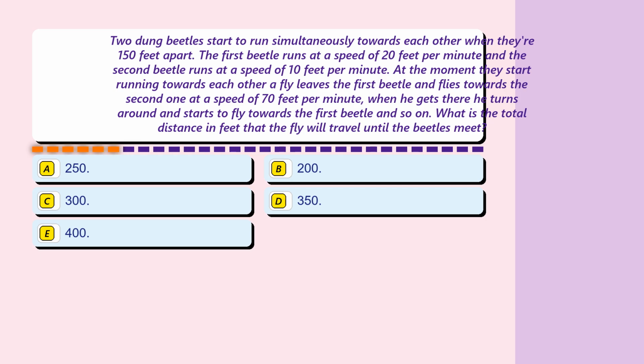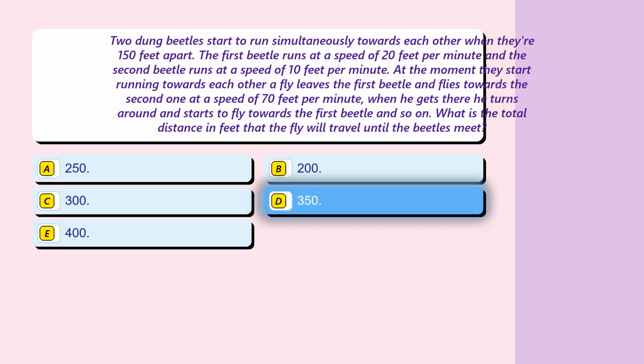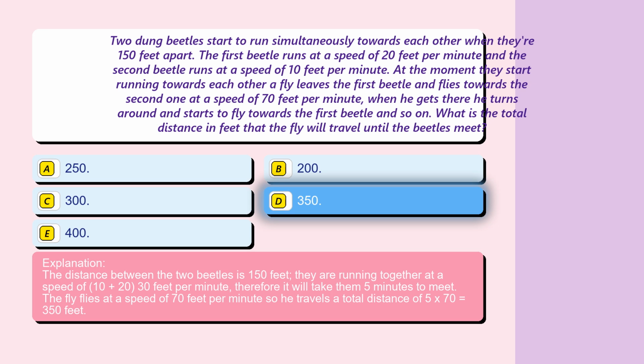Option A, 250. Option B, 200. Option C, 300. Option D, 350. Option E, 400. The correct answer is option D, 350. The distance between the two beetles is 150 feet. They are running together at a speed of 10 plus 20, 30 feet per minute, therefore it will take them 5 minutes to meet. The fly flies at a speed of 70 feet per minute, so he travels a total distance of 5 times 70 equals 350 feet.